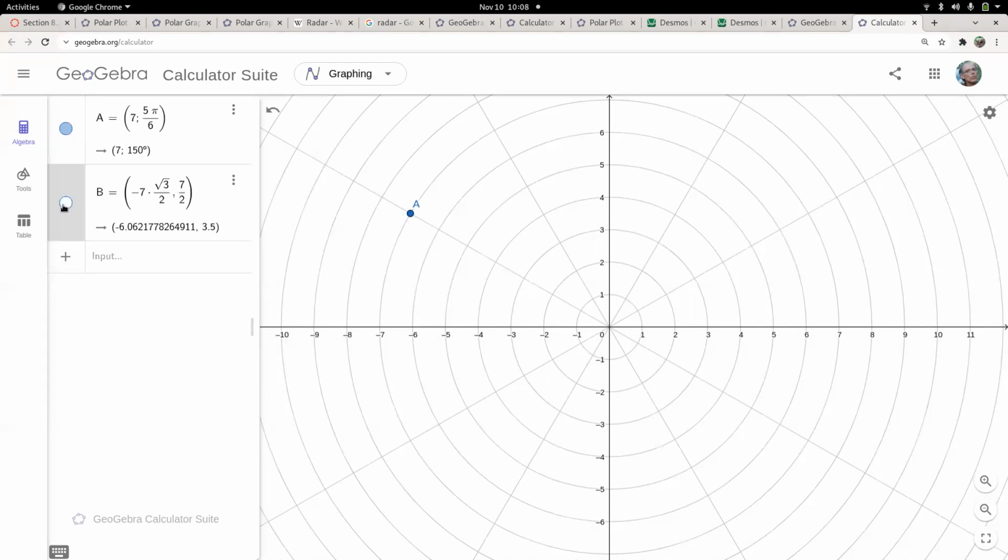And if I hit enter, that point B should sit just on top of point A here. So I'm going to turn it off. Point B is gone. Point B is on. And you can see, yep, those two are the same point. Rectangular version versus the polar version.